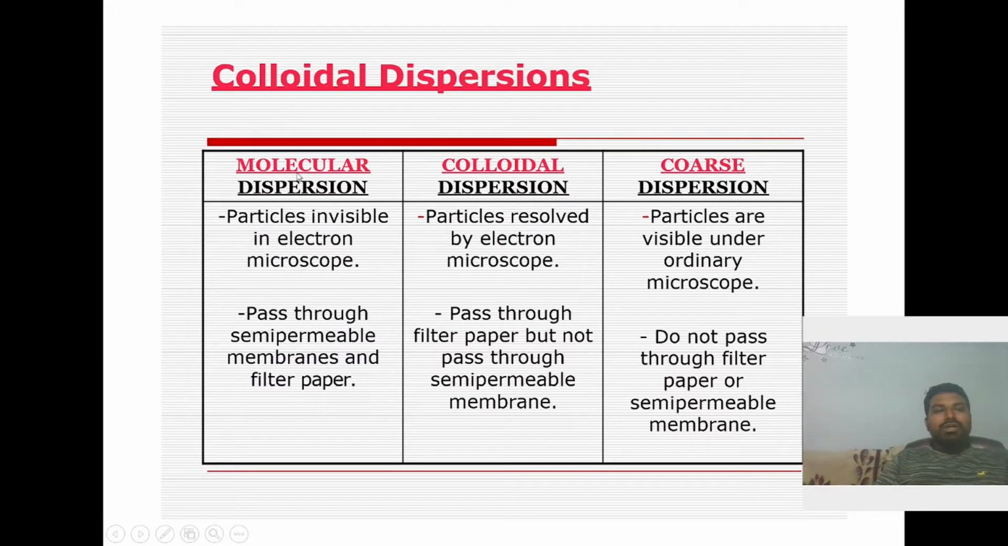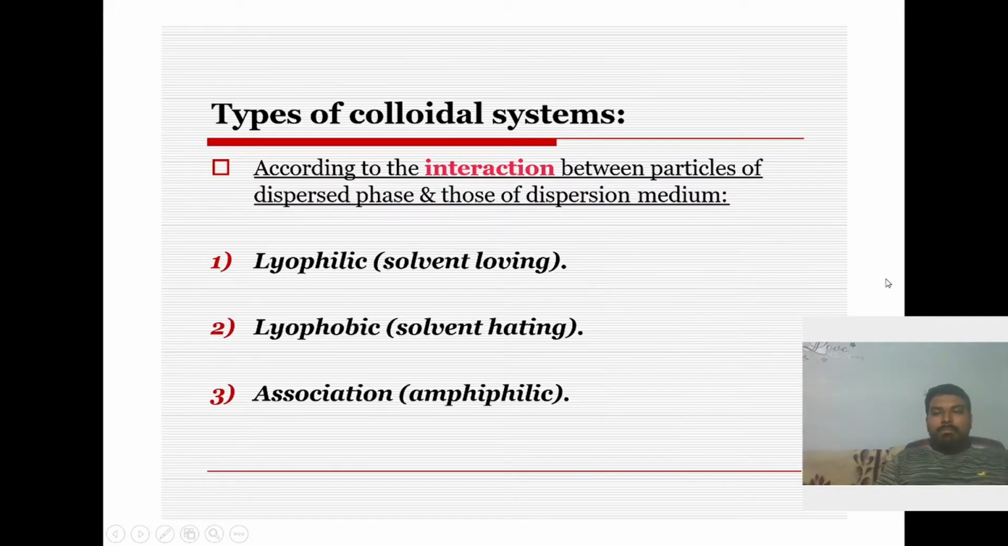Now, molecular dispersion: particles invisible in electron microscope pass through semi-permeable membrane and filter paper. Colloidal dispersions: particles resolved by electron microscope pass through filter paper but do not pass through semi-permeable membrane. Coarse dispersion: particles are visible under ordinary microscope, do not pass through filter paper or semi-permeable membrane.